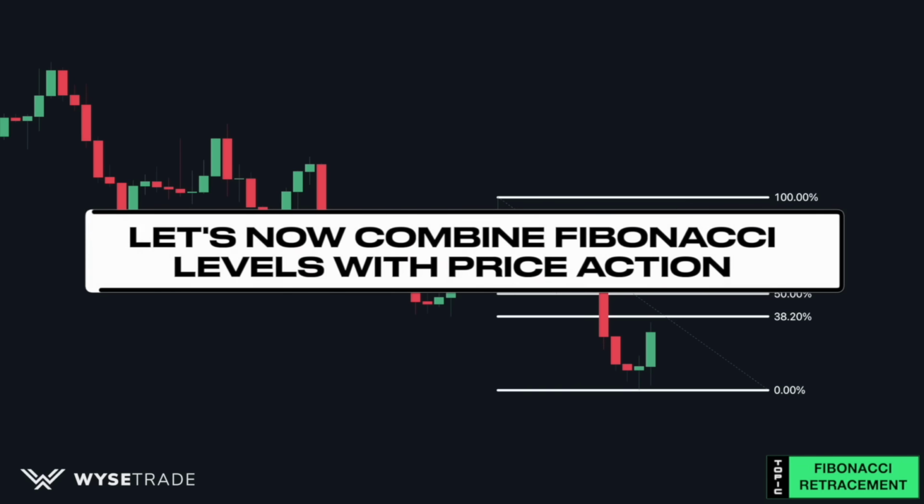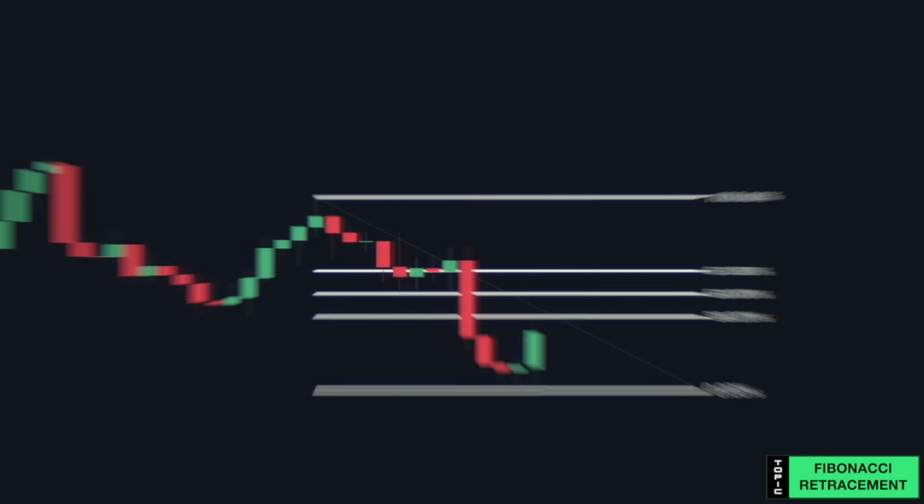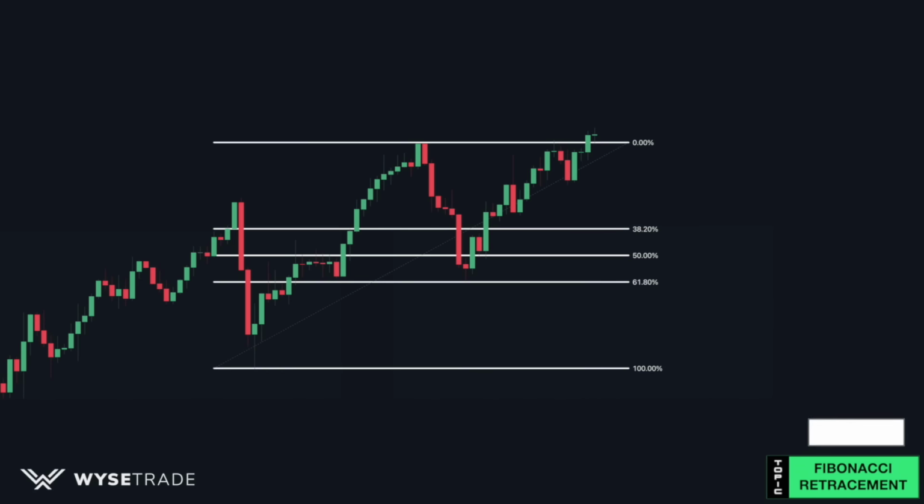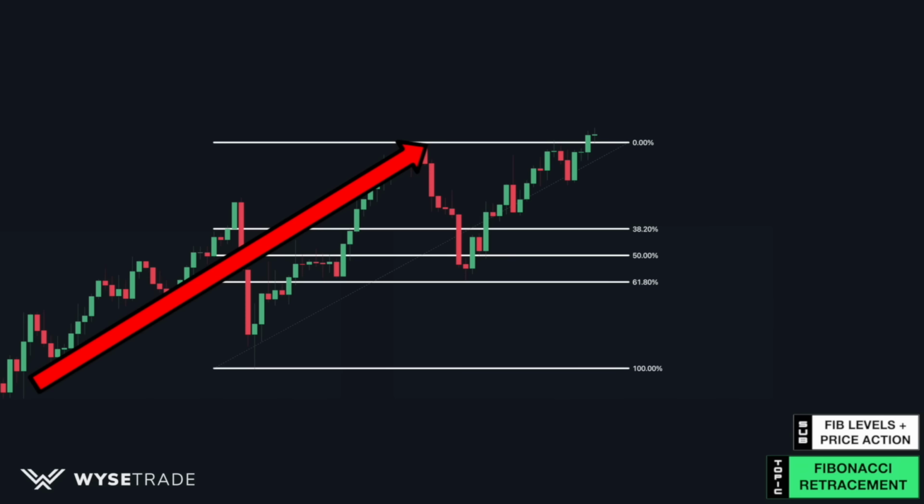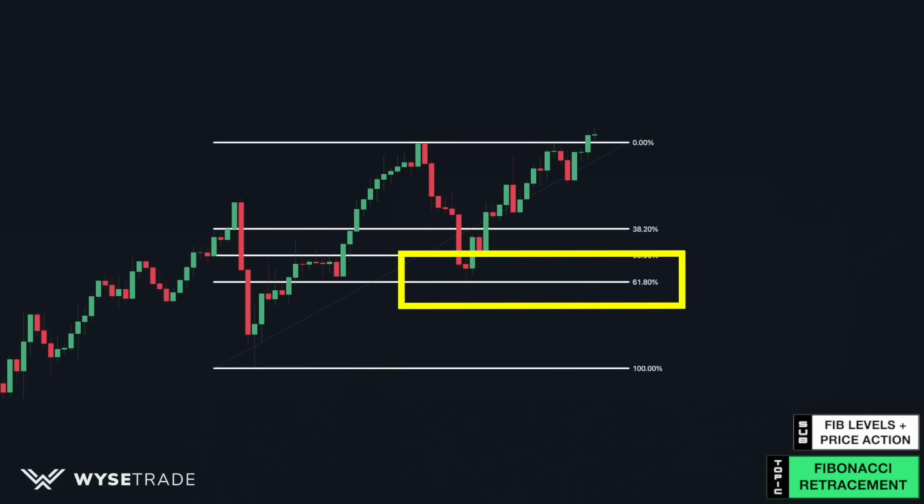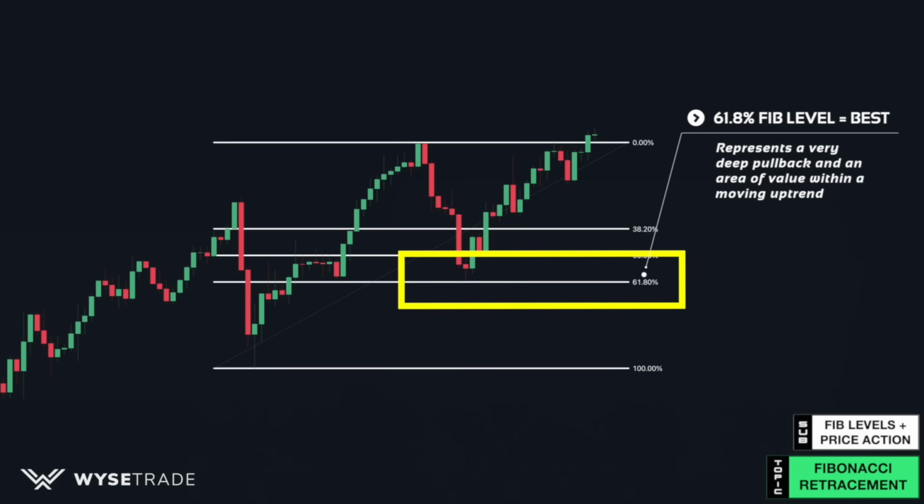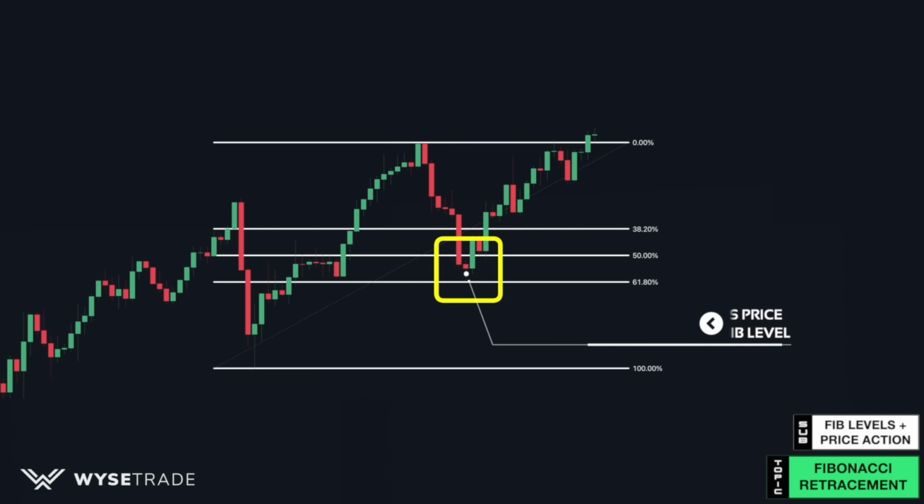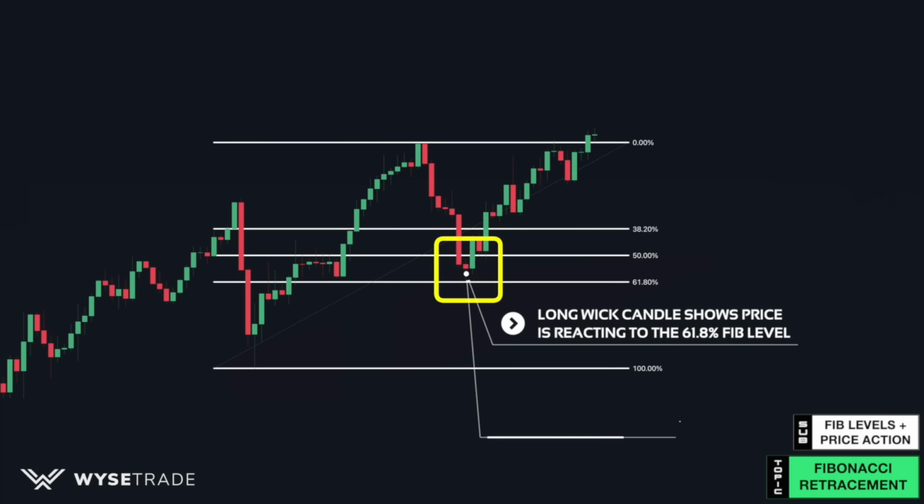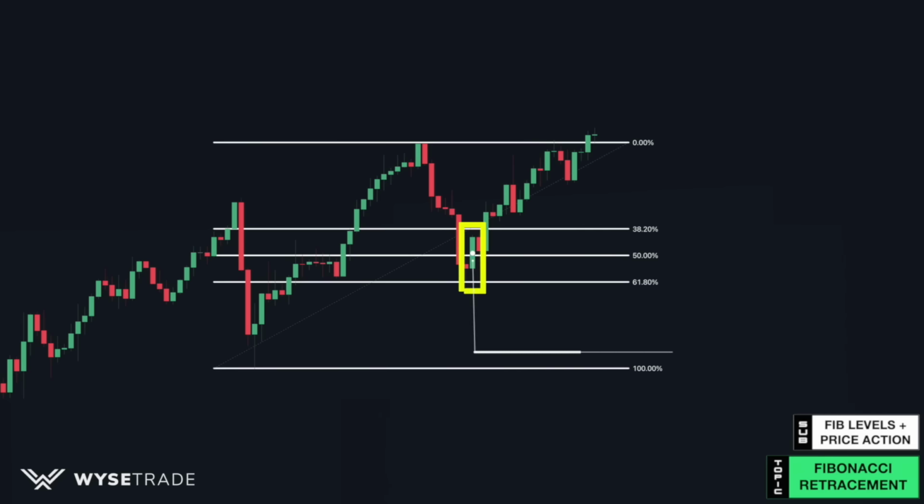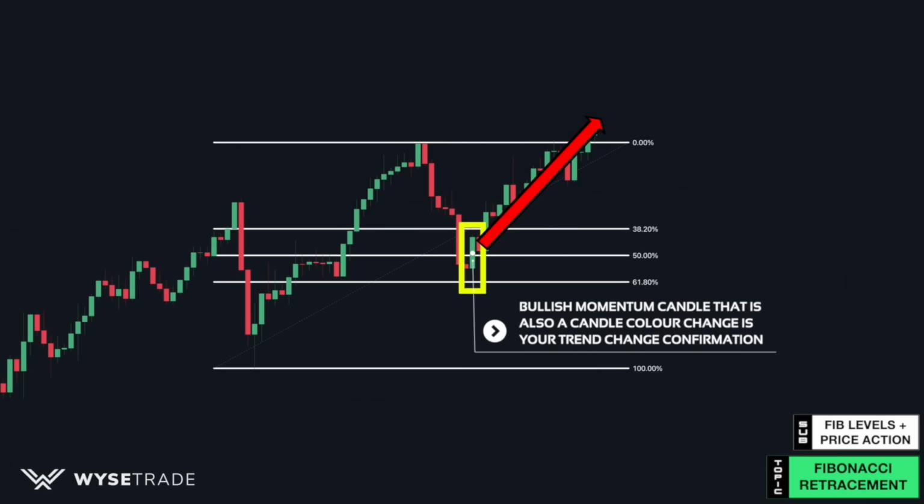Let's now show this combined with price action. You have your uptrend through the higher highs and higher lows. Price pulls back to the 61.8% Fibonacci level, which represents a very deep pullback and an area of value within a moving uptrend. You had long wick candles form right at the fib level, showing that price is indeed reacting to the fib level. You then wait for a trend change confirmation before taking long trades, which you had through the bullish momentum candle. That is also a candle color change.